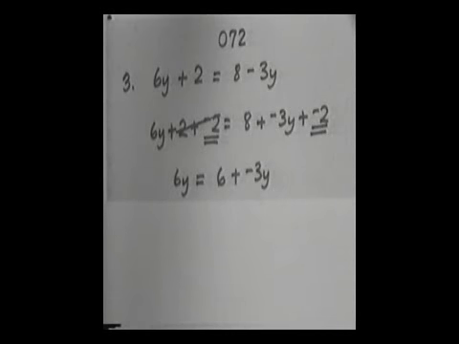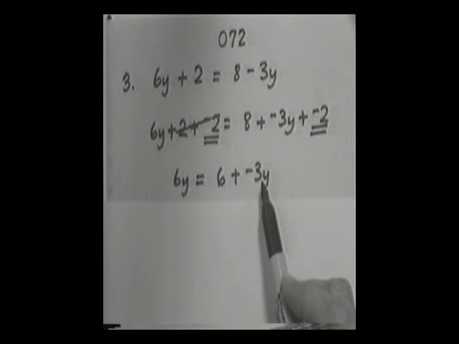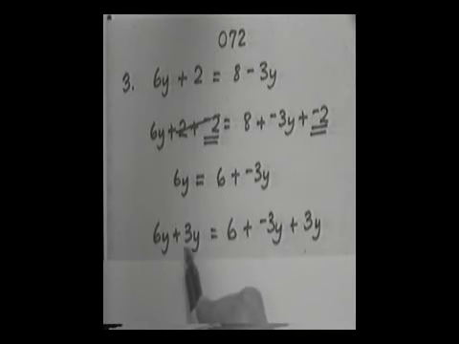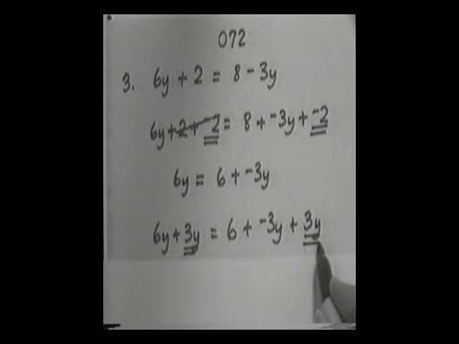We want to remove the variable term from the right. To remove negative 3y, we will add the opposite of negative 3y, which is positive 3y. And so our next line is to use the addition property once again and add positive 3y to both sides of this equation. That gives us 6y plus 3y equals 6 plus negative 3y plus 3y.